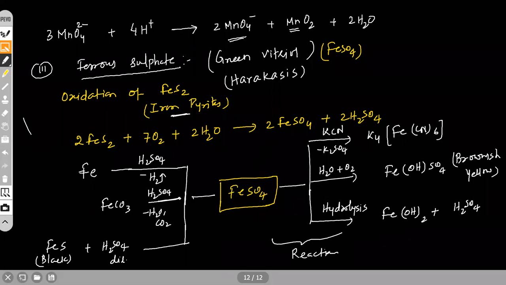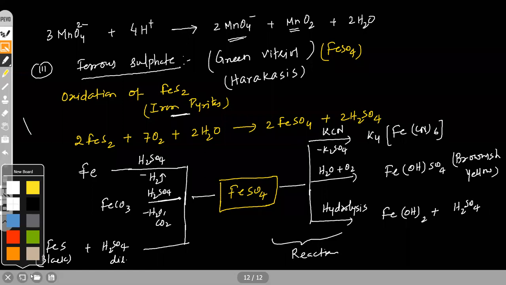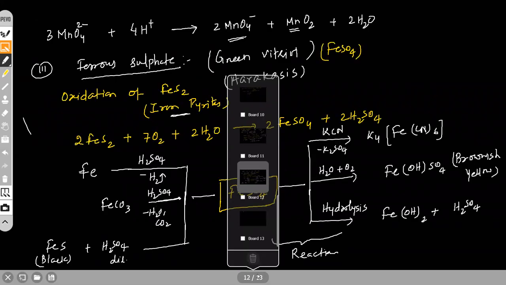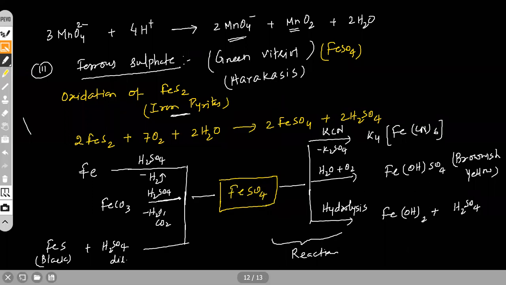The most important reaction of FeSO4, can I go to the next page? One minute, one second. Yeah, copy it down. Yes, sir. Okay. The most important reaction of FeSO4 is the heating effect of it. We'll take hydrated compounds here. So write down the heading. Can you go back to the previous page? Yeah, sure. Just a second. Now, heating effect, you write down.